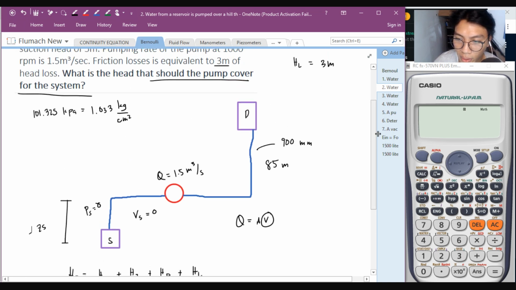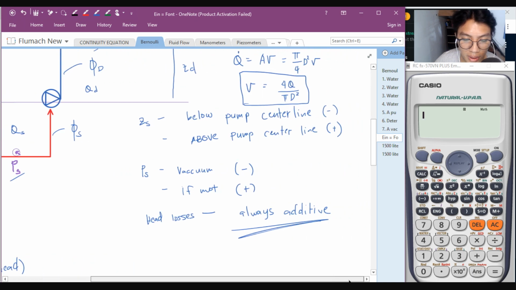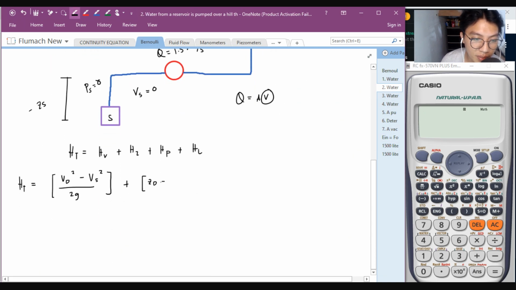Tama. Recall natin. If above pump center line, positive. If below pump center line, negative. Ay, negative yung ZS mo. So, negative ZS plus sa pump tuloy sa pressure, that is PD minus PS divided by gamma. And then, yung head losses total. Now, meron bang binigay dyan na suction velocity? Wala. Wala ka rin naman binigay ditong size. So, assume natin 0. Tapos, yung iyong PS ba nagbigay 0 rin.